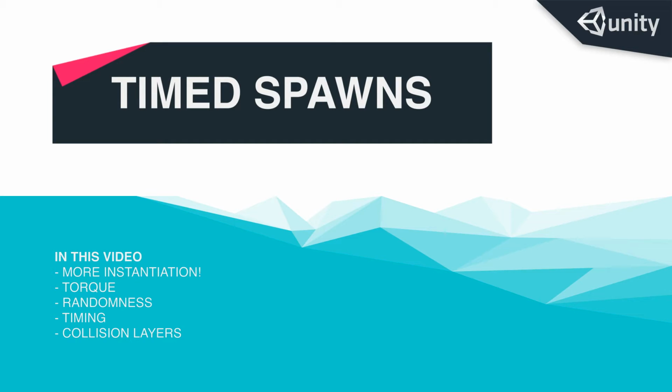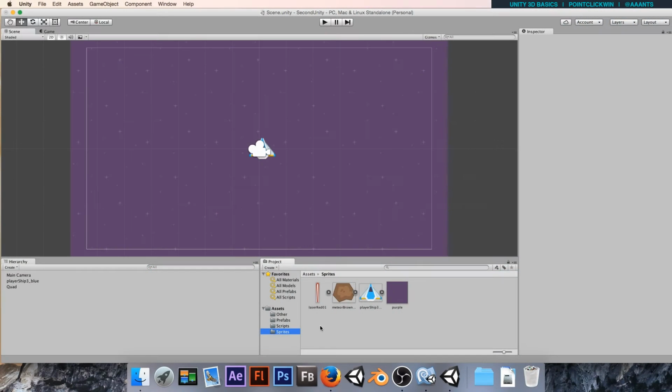Okay, asteroids, they also need spawning in, and well, you can't have an asteroids game without asteroids, so they're kind of important. We'll start again, like we did with the bullet, by just having one of these on the screen. So in my sprites folder, I've got this meteor. I'm going to drag that in.